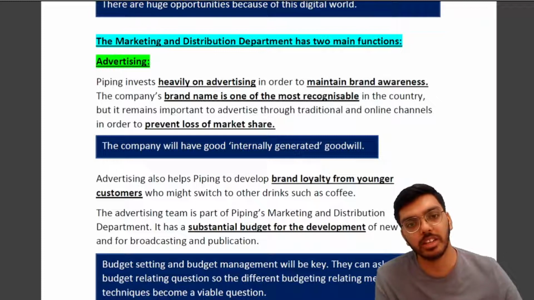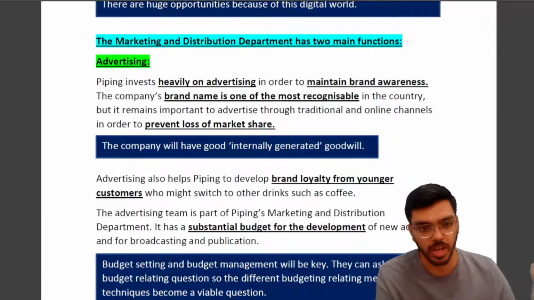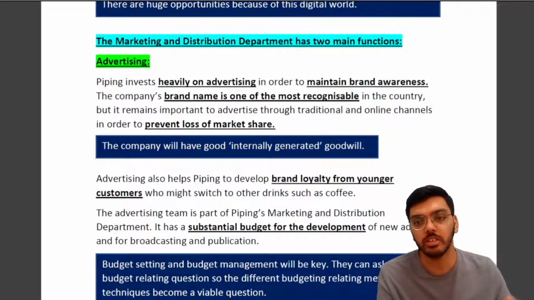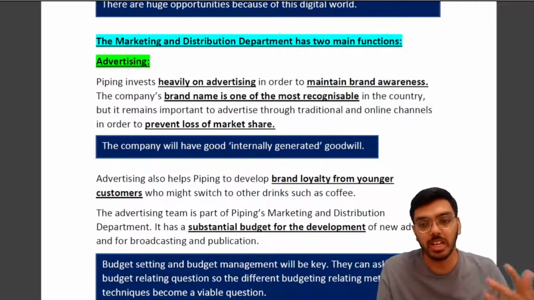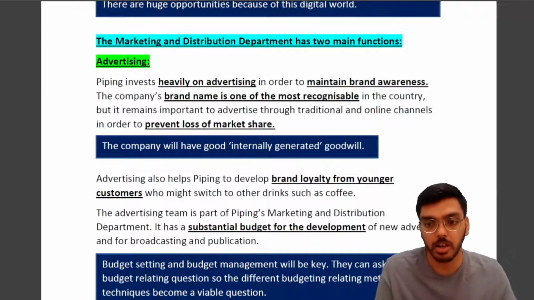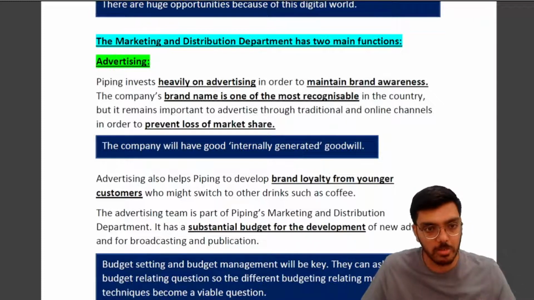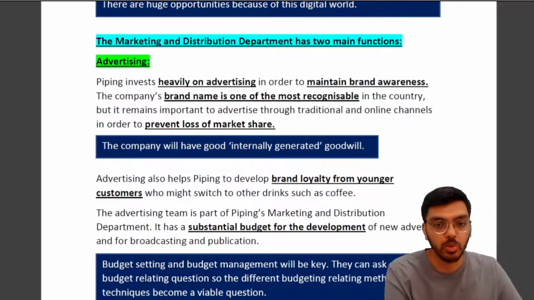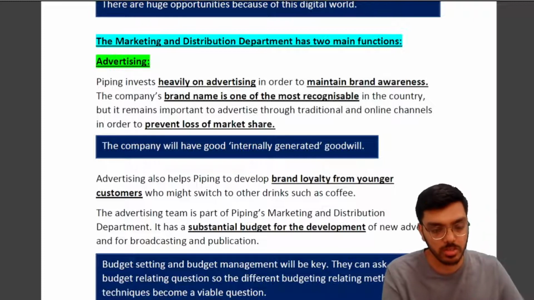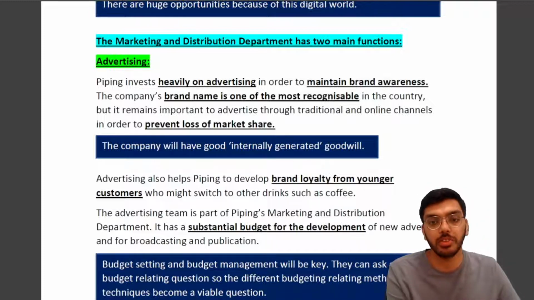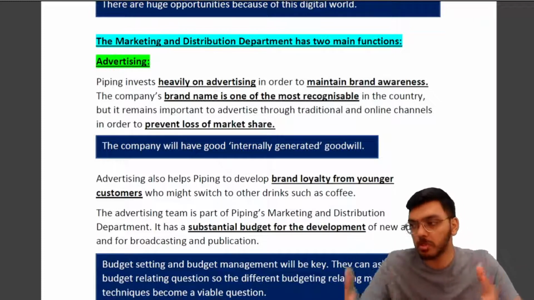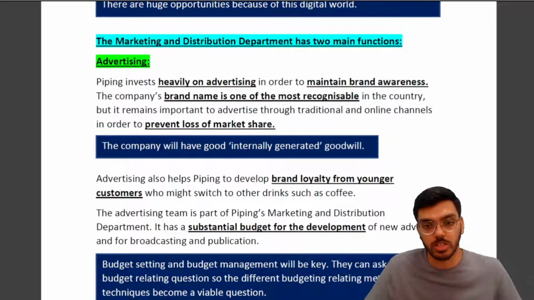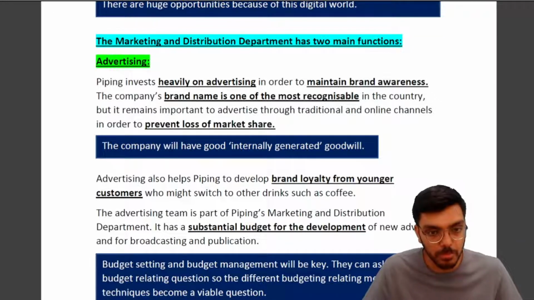So it's very clear that your company has a brand name. It's been in the market for a very long time. So the company will have good internally generated goodwill, good standing in its local market. Remember, you're the market leader. You are one of the major players in the market. Advertising is also helping Piping to develop brand loyalty from younger customers who want to switch to other drinks from coffee. So maybe they're having coffee right now, they want to switch to tea. To attract those customers, your branding and your advertising is very important.